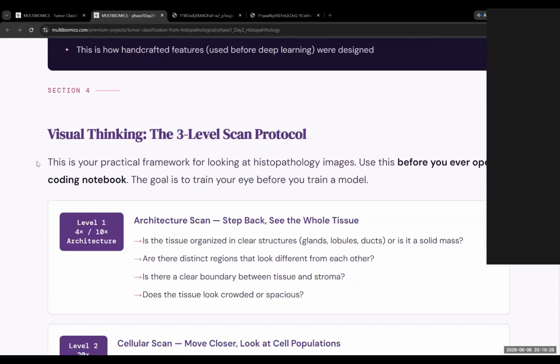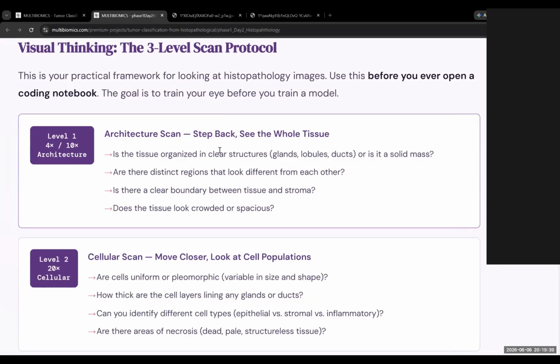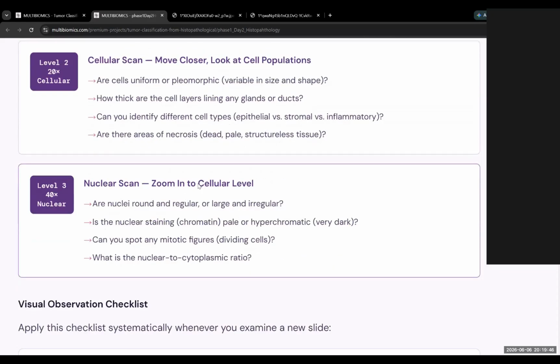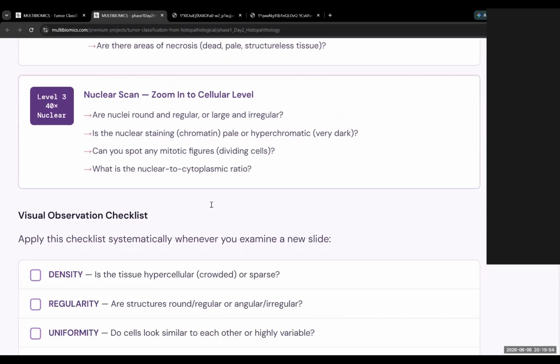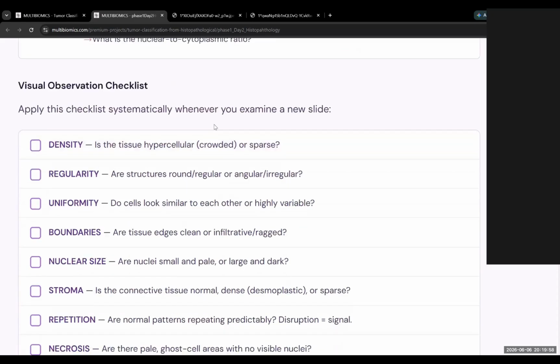That's it. So, the 3-level scan protocol. What is it? We'll just go fast now. Architectural scan, step by step: you first see the whole tissue. Then move closer and look at the cells, the cellular-level cell population. Then zoom inside the cell and see how the chromatin is stained and how the cells are dividing. So these are the 3 levels. You have got the link and you can go through this page again.